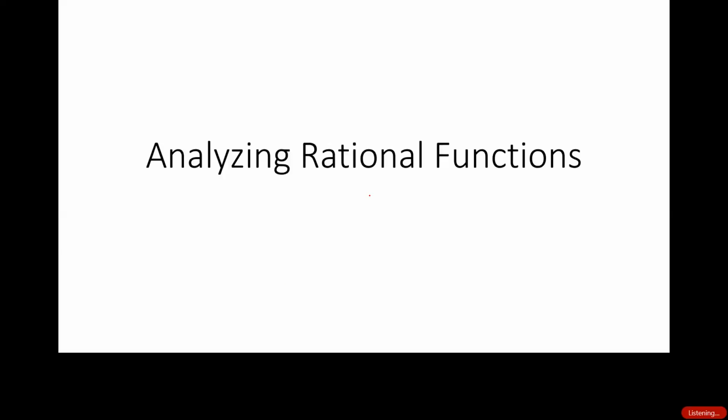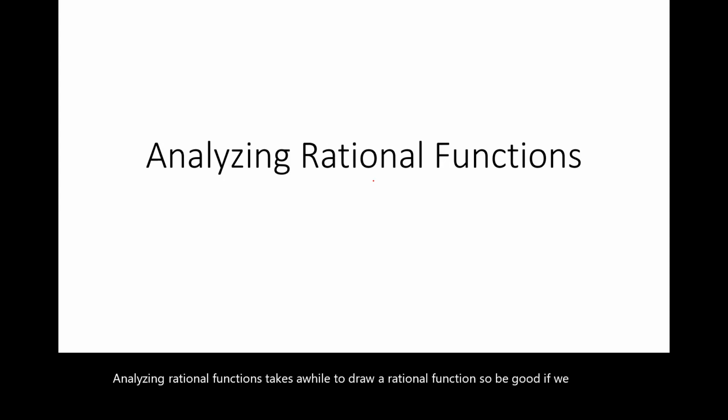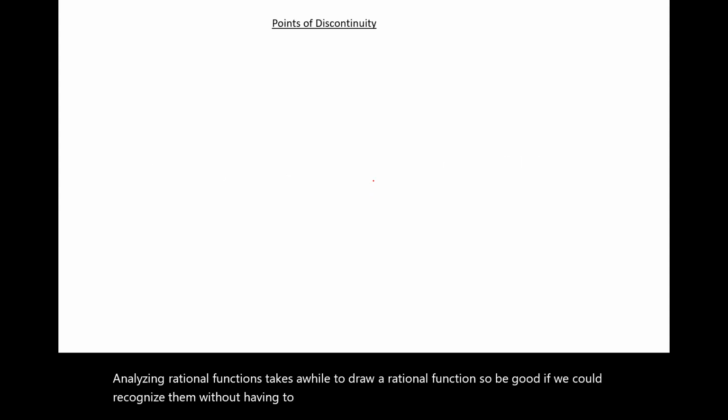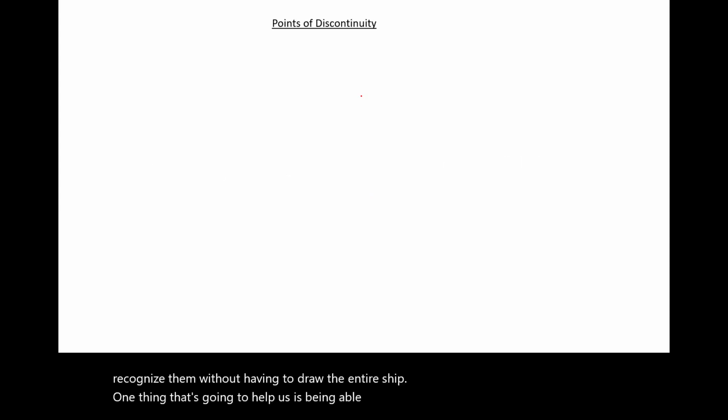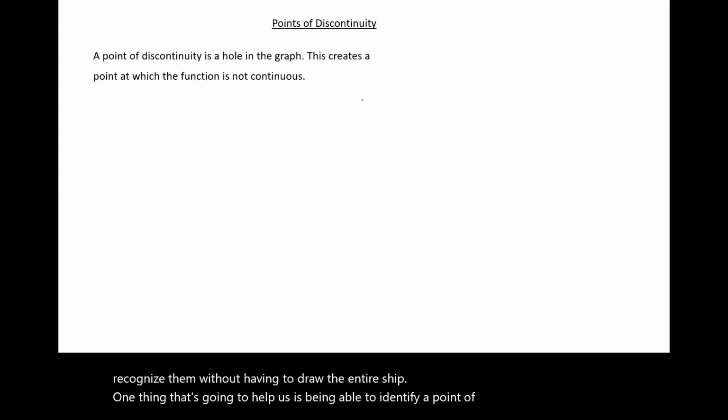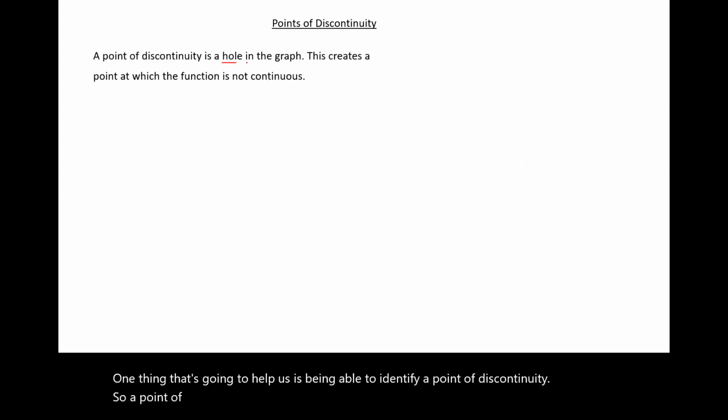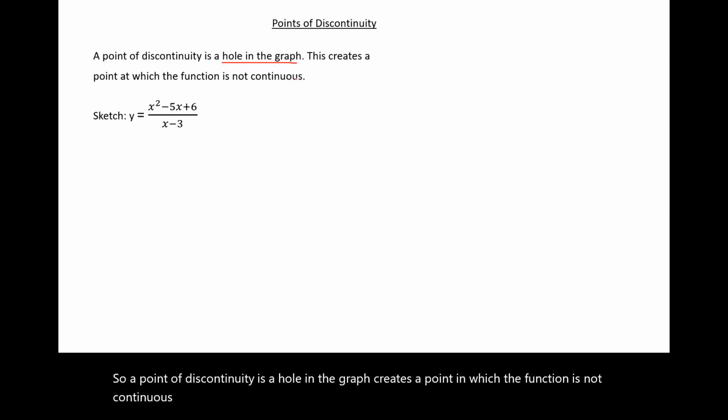Analyzing rational functions. It takes a while to draw a rational function, so it'd be good if we could recognize them without having to draw the entire shape. One thing that's going to help us is being able to identify a point of discontinuity. So a point of discontinuity is a hole in the graph. It creates a point at which the function is not continuous. Let's take an example to understand what we're talking about.